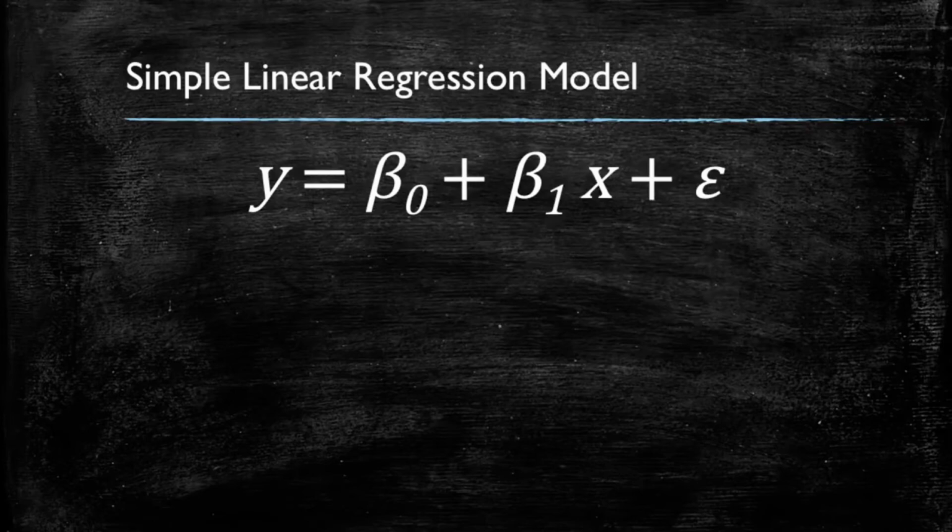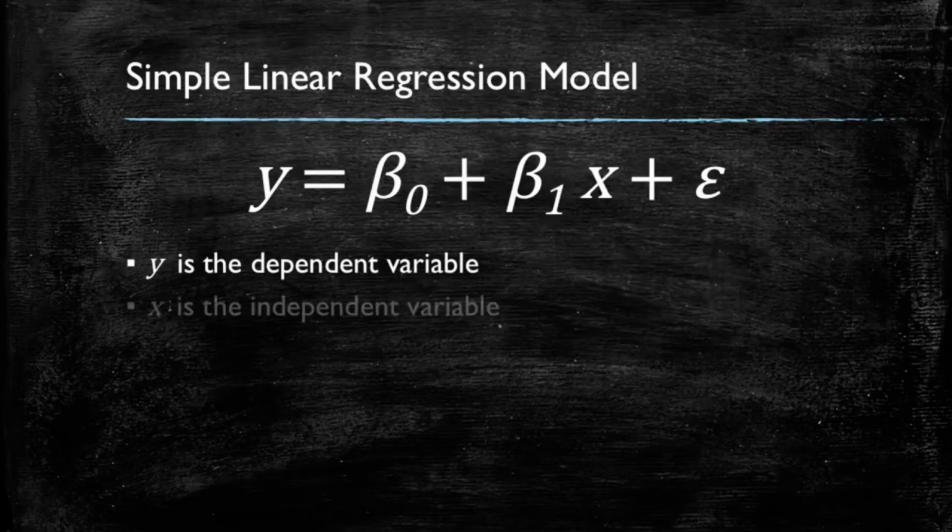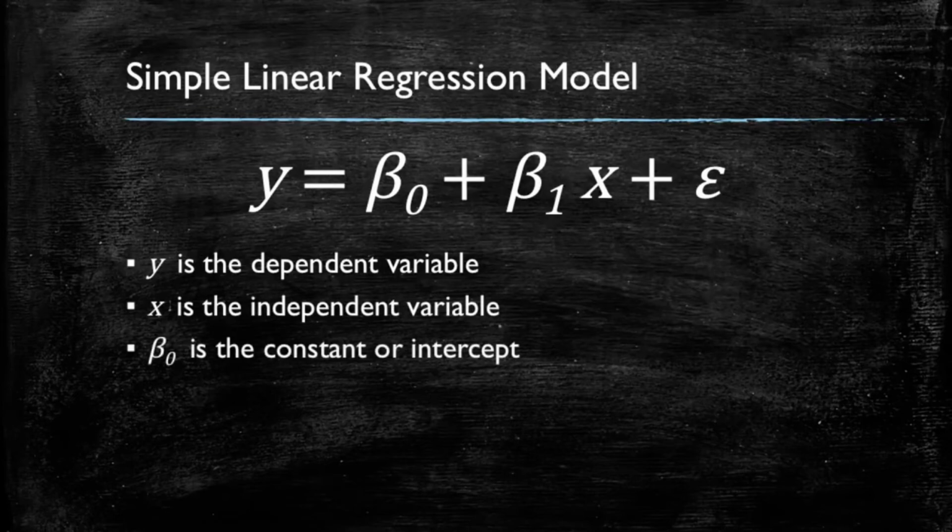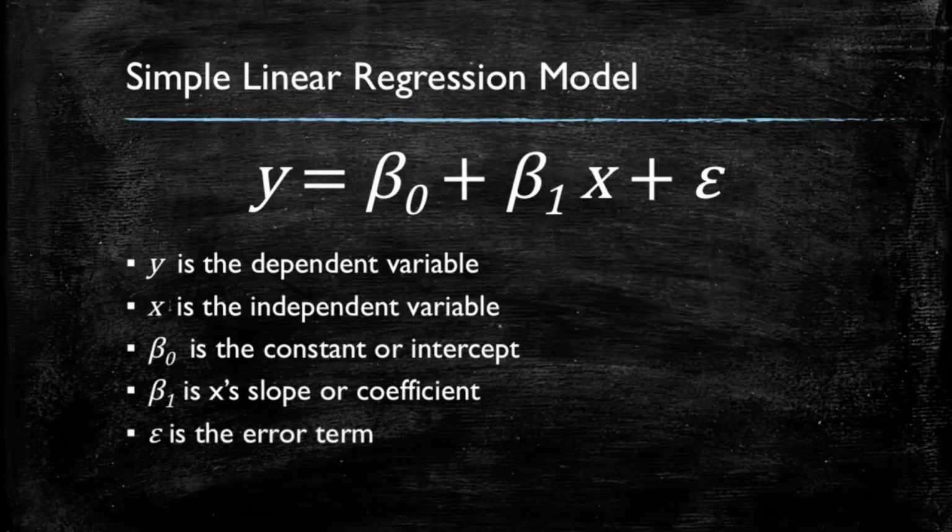So let's recap. Y is the dependent variable, the variable whose value depends on all other parameters in the equation. X is the independent variable that helps explain the variance in the y. Beta 0 is our constant term or intercept. Meanwhile, beta 1 is the slope coefficient for the x. And epsilon, which is a Greek letter to symbolize something that is very, very small, is going to be our error term, which we're trying to minimize.